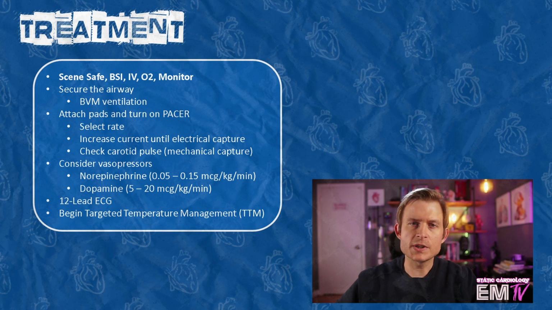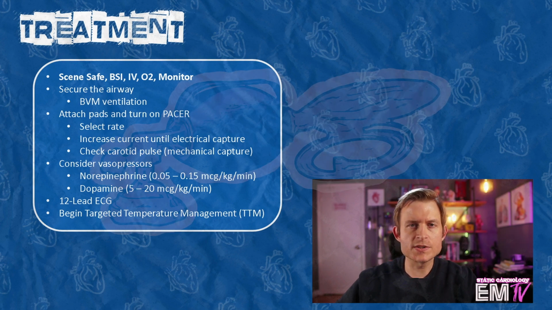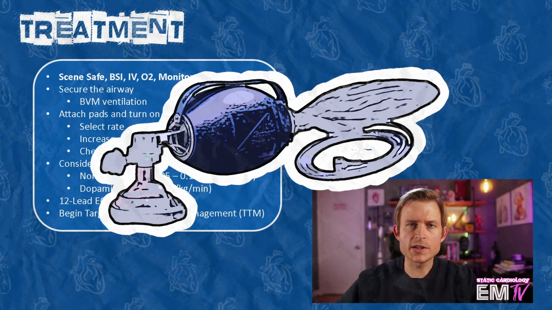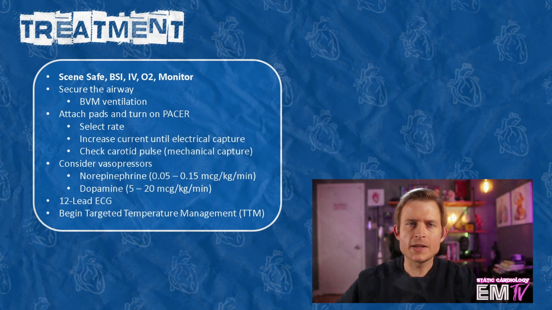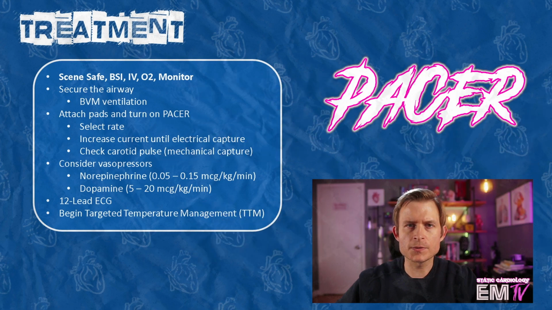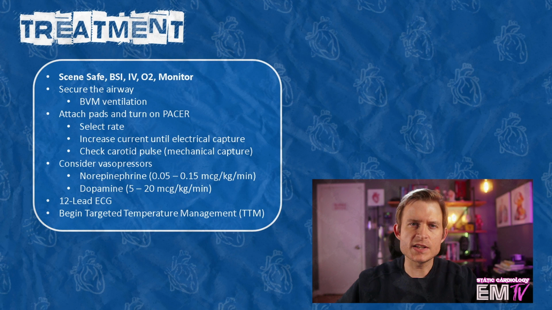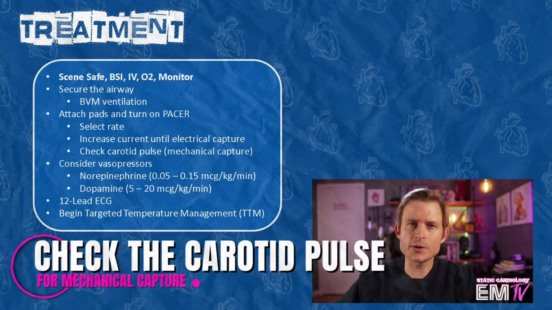For this patient, because they're not breathing effectively, we'll go ahead and secure the airway and provide ventilations with a BVM. And as this patient is bradycardic, we'll go ahead and attach the pads and turn on the pacer. I'll select a rate of anywhere between 60 and 100 pulses per minute, and then increase my milliamperage until I achieve electrical and mechanical capture. Checking the patient's carotid pulse assures mechanical capturing.